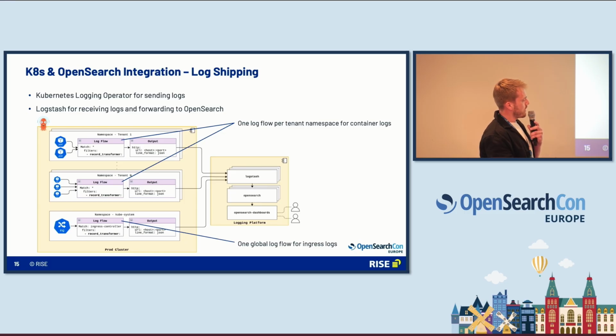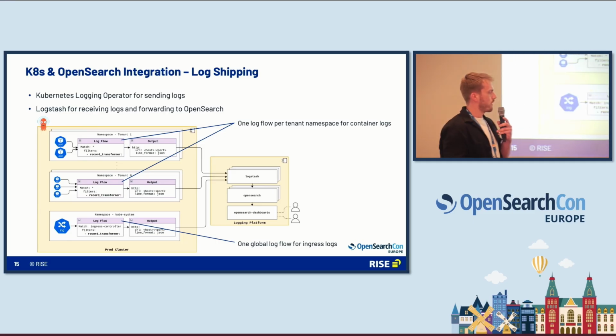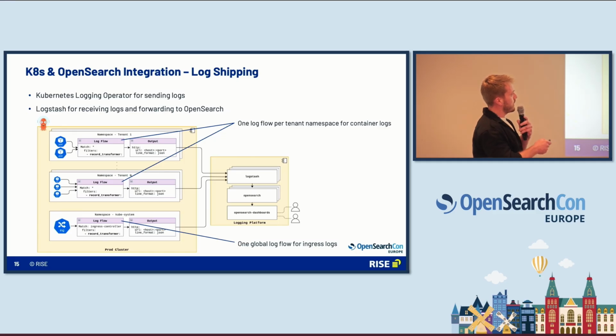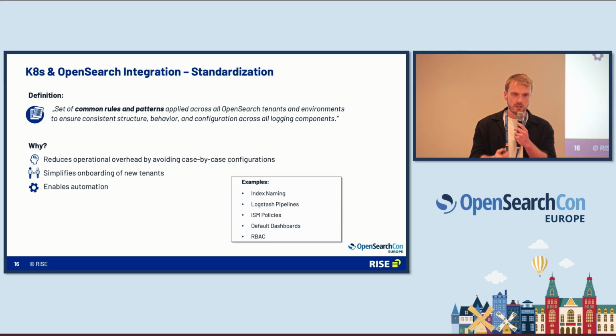You can also see that there is one global log flow for the Ingress logs, and this is global because the Ingress controller resides in a global namespace, the kube-system namespace. You also see that I've highlighted some text here for the record transformer. We'll get to this later because it is really important in our setup. But let's talk about standardization for a little bit now.